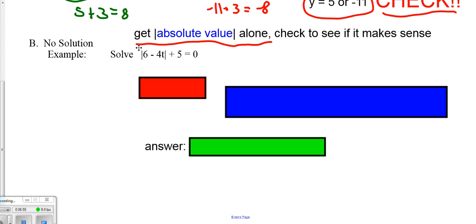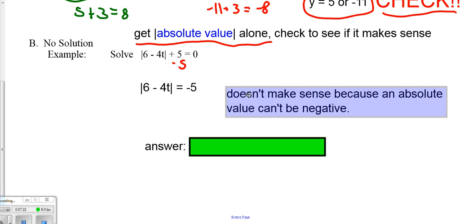So if we have absolute value of 6 minus 4t, all of that plus 5 equals 0, well, we want to get our absolute value piece alone. So we're going to minus 5 from both sides of this equation, in which case we now have the absolute value of 6 minus 4t equals negative 5. Now again, at this point, that doesn't make sense because an absolute value can't be negative.